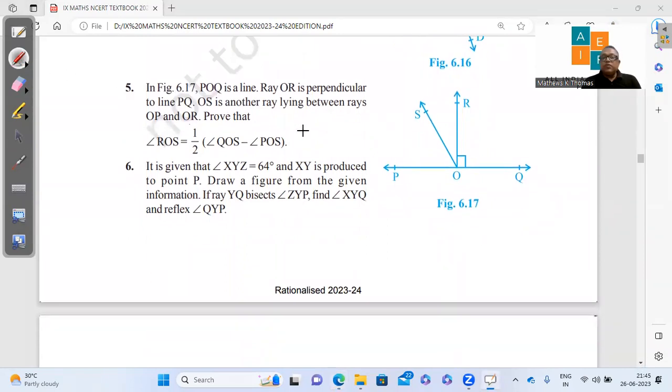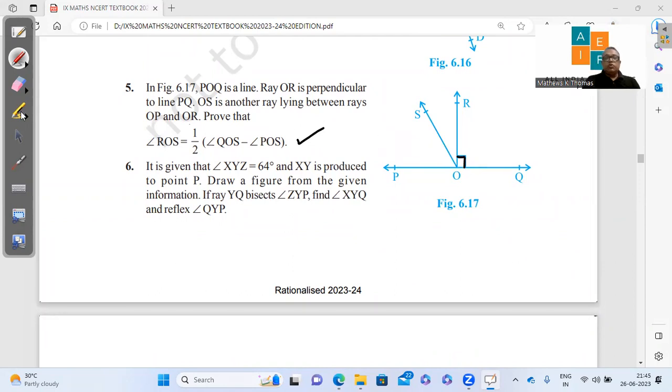Then we have question number 5 and 6, very important questions. POQ is a line, OR is perpendicular. That means this is 90. OS is another ray between the rays OP and OR. Prove that angle ROS is equal to half of QOS minus POS, right?